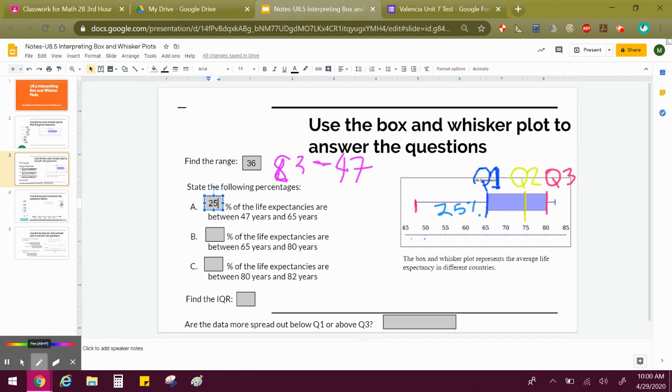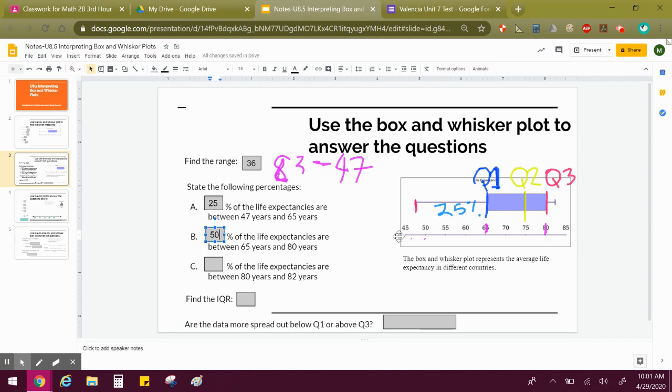Then it asks me for 65 up to 80. And 65 is right here, 80 is over here. And remember, this is 1 quarter right there from Q1 to Q2. Q2 to Q3 is another quarter. So if it wants us to go from here all the way to here, this is 50% of the data. There are 2 quarters right there. So that's what I'm going to write. 50% of the data is from 65 to 80 years old. So most people will have a life expectancy of 65 to 80. They will live to be 65 or 80 years old for most people.